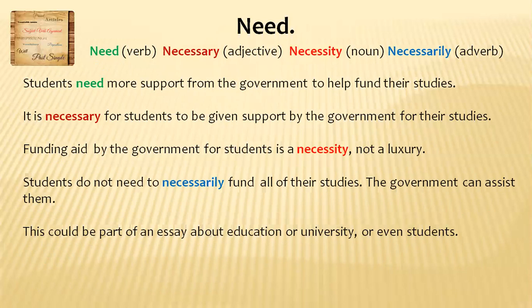Okay, sentences. Students need more support from the government to help fund their studies. It is necessary for students to be given support by the government for their studies. Funding aid by the government for students is a necessity, not a luxury. Students do not need to necessarily fund all of their studies. The government can assist them.